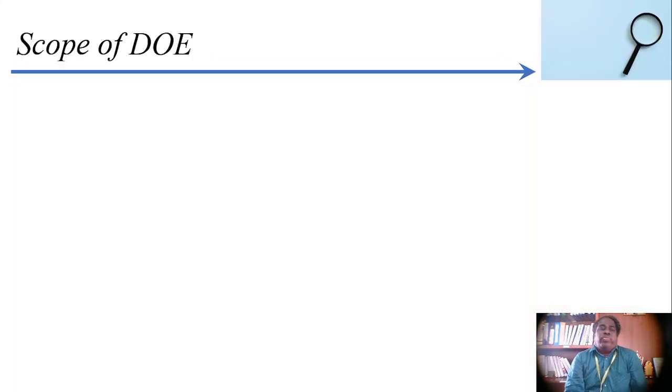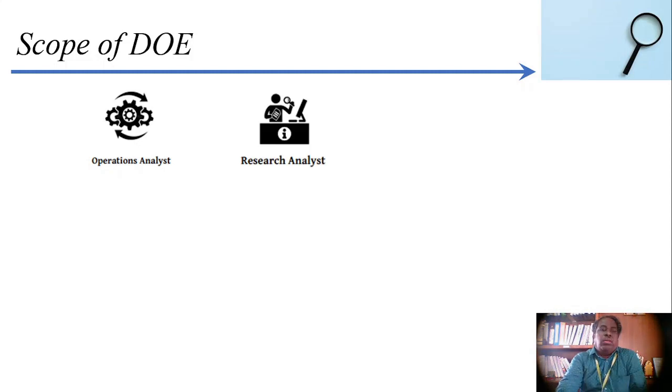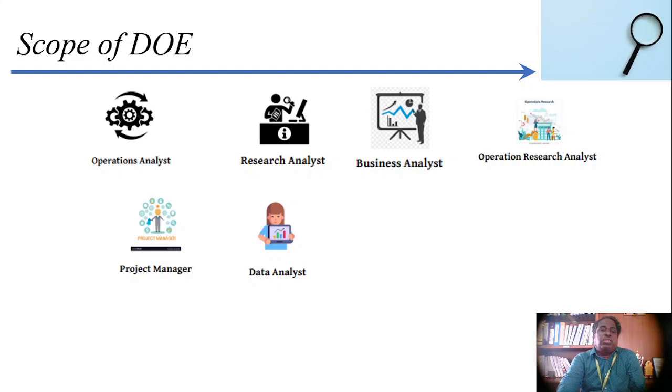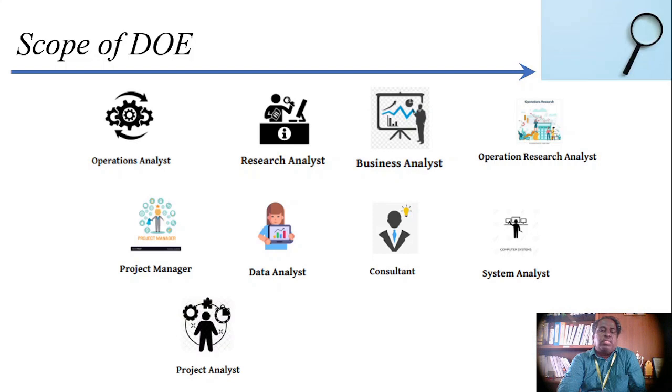So, what is the scope of this subject? You may become an operational analyst, research analyst, business analyst, operations research analyst, project manager, data analyst in industries, a consultant for industries, a system analyst, project analyst, and quality assurance analyst. These are all the job vacancies available for engineers in the design of experiment field.